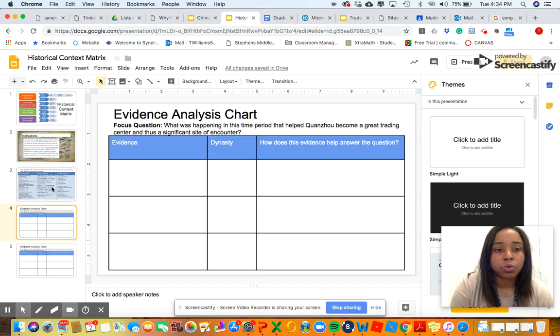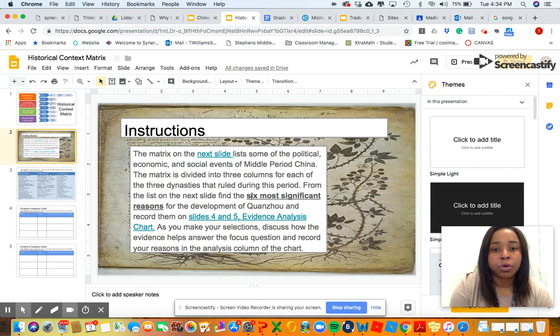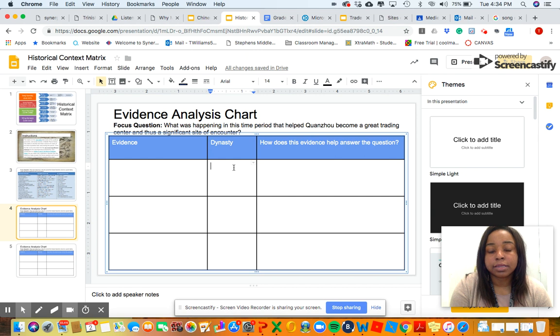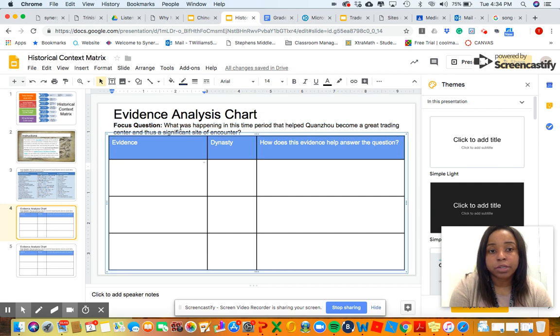So let's go ahead and do one together. You choose the 6 most significant reasons, and then on slide 4 and 5, you put your answers there. You put your evidence, you say where the dynasty came from, and how this evidence helps answer the focus question, which is up here at the top. The focus question is, what was happening in this time period that helped Quanzu become a great trading center and thus a significant site of encounter?